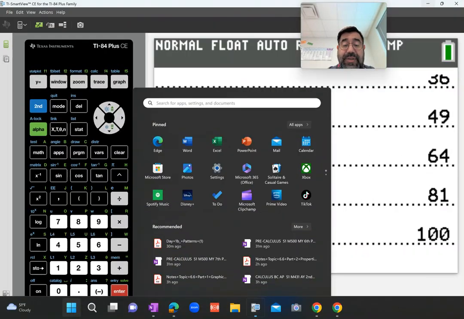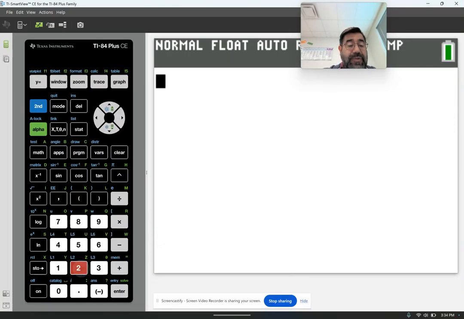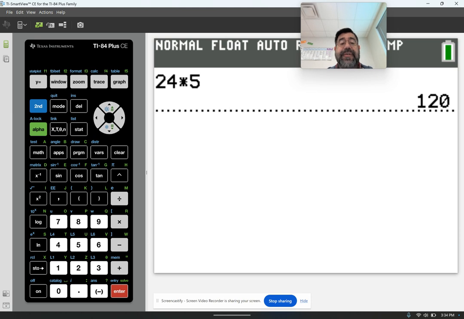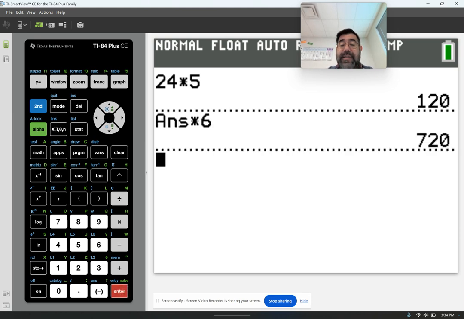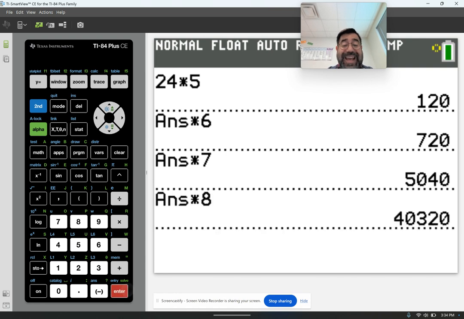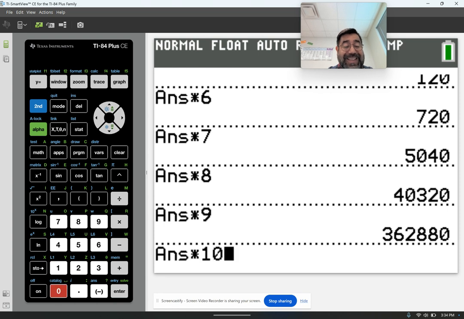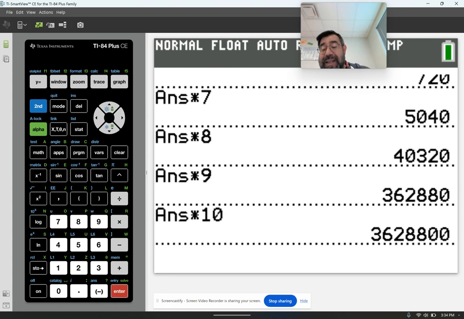So here I'm going to start from where we left off, which was 24. I'm sorry, this was the 4th term. And then we multiplied by 5. That got us to the 5th term. And then this is going to get us to the 6th term, to the 7th term, to the 8th term, to the 9th term, to the 10th term. 3,628,800.